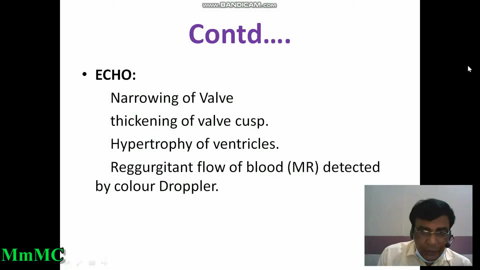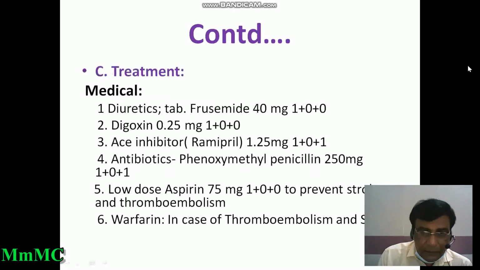And finally, echo will show narrowing of the valve, thickening of the valve cusps, hypertrophy of the ventricle, and regurgitant blood flow due to MR detected by color Doppler. Now, how will we treat this patient? The treatment is medical treatment followed by surgical treatment.